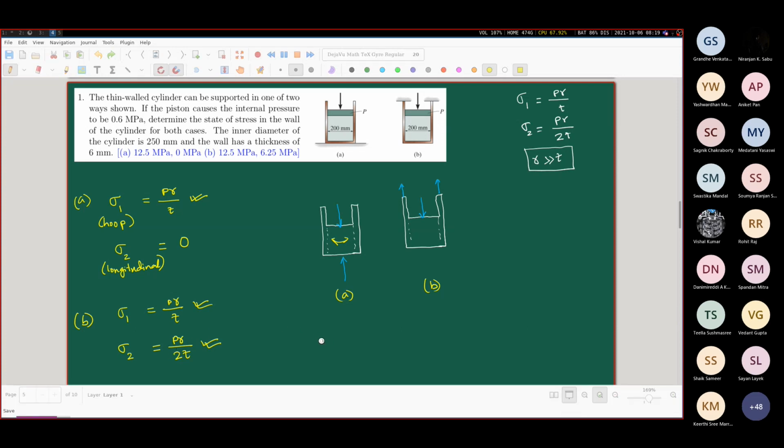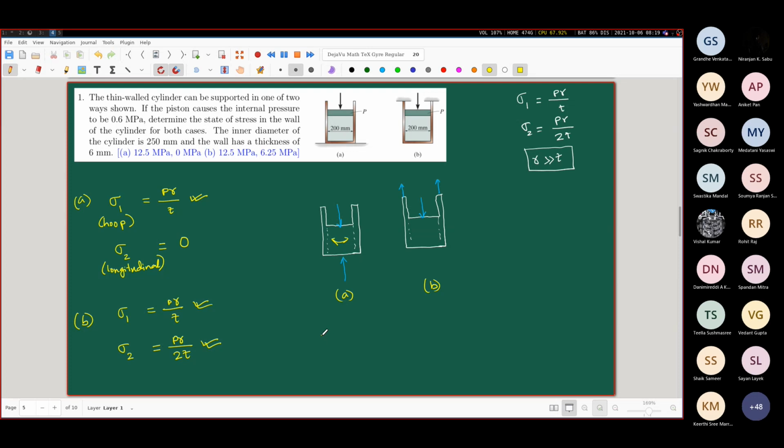Does anyone have any doubt from this? Because this is a purely conceptual kind of thing. Had this been JEE, this would have been a very small objective question. Does anyone have any doubt regarding this?